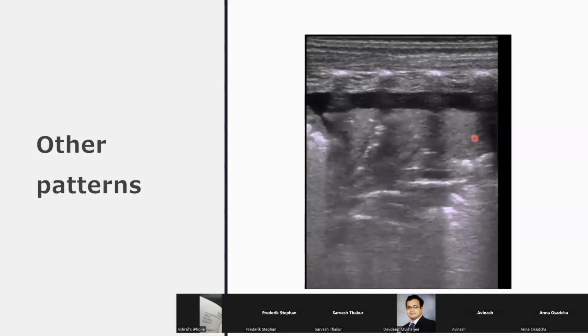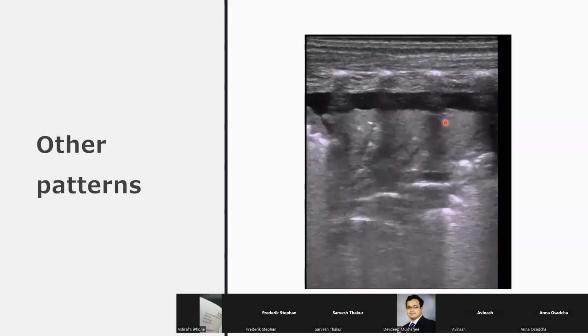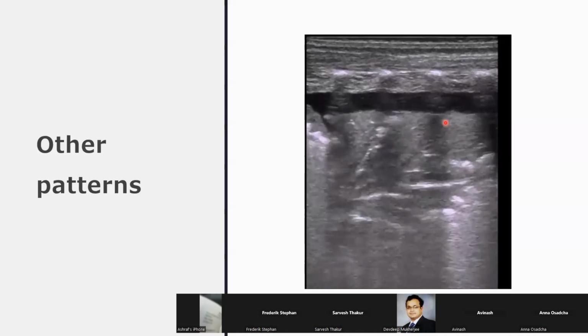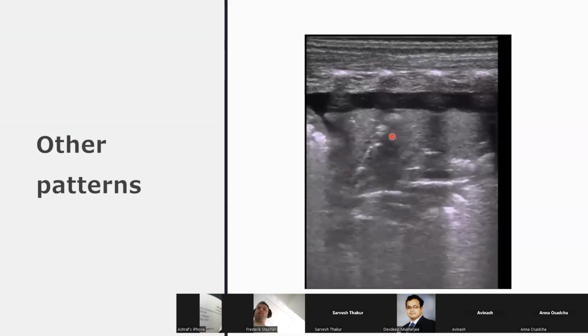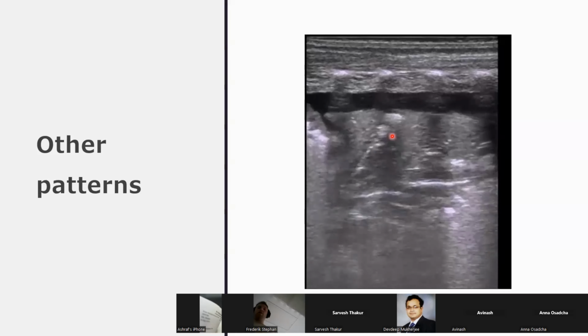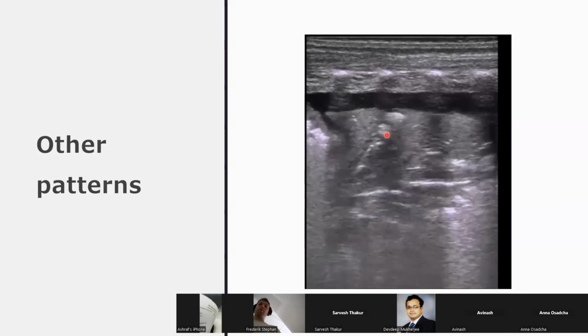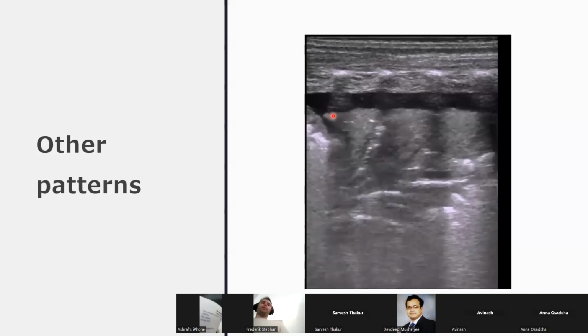Collapse, consolidation, atelectasis. Collapse. Okay, collapse atelectasis. Yeah. Why do you think that's the case? So I think because of the pleural effusion. Very good. Any other reasons by definition?